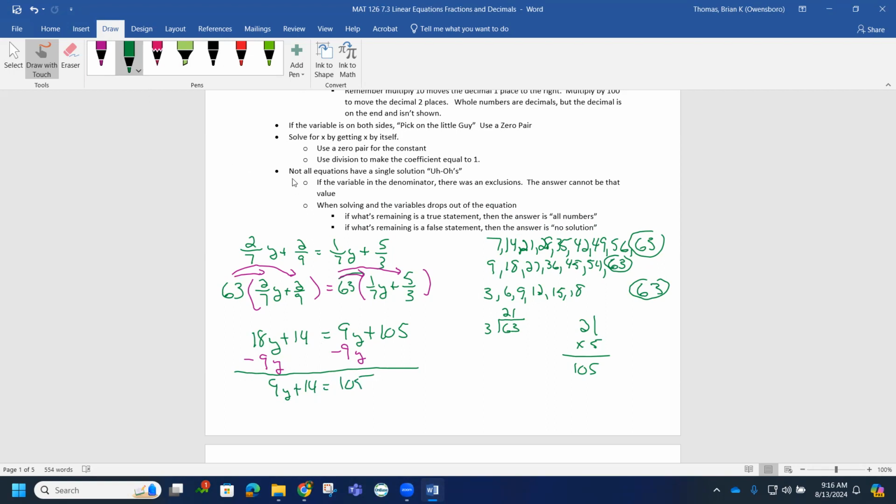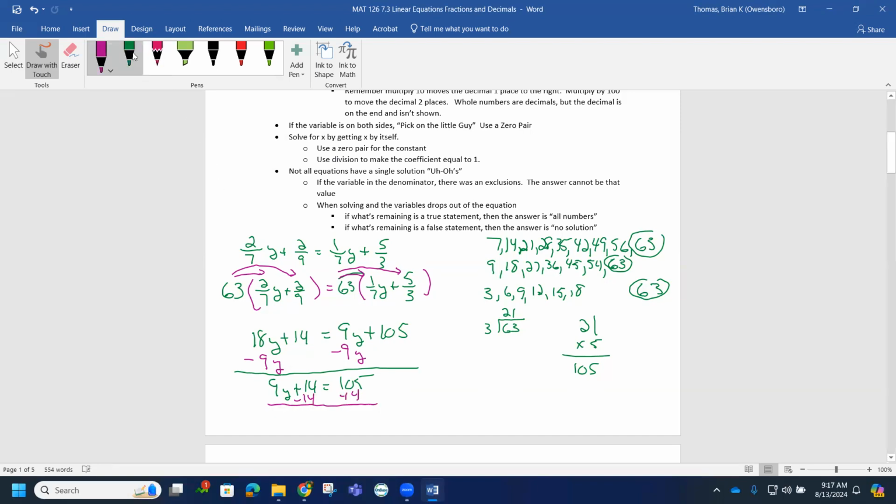And then now we're getting closer. So now we're just trying to get y by itself. So we use the zero pair for the constant. The 9 is called the coefficient. The 14 is called the constant. So we want to lose the 14. To zero out the 14, its opposite is a negative 14. So we put a negative 14 here, a negative 14 there.